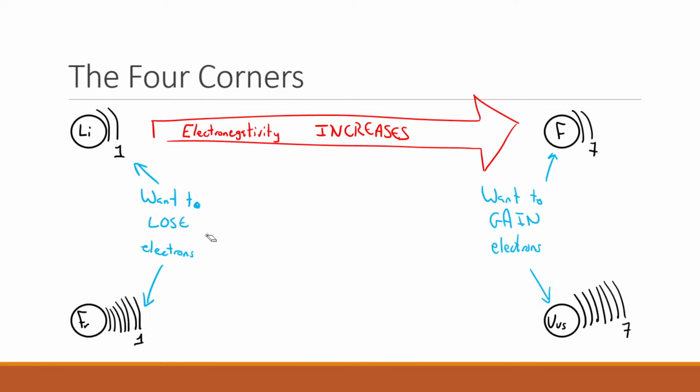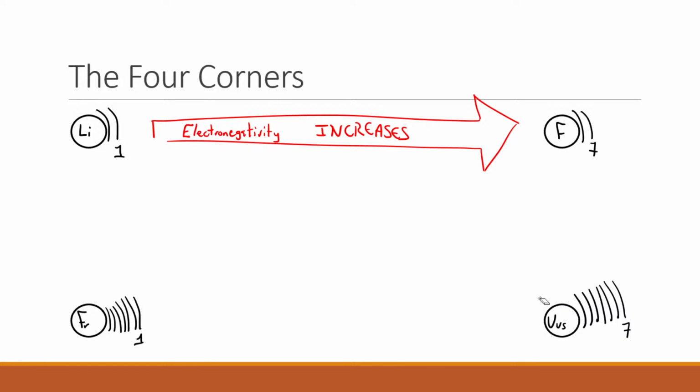But the periodic table doesn't just go from left to right or right to left. The periodic table also goes up and down, and we need to look at these columns and make comparisons within the column. Both fluorine and unseptium want to gain 1 electron.